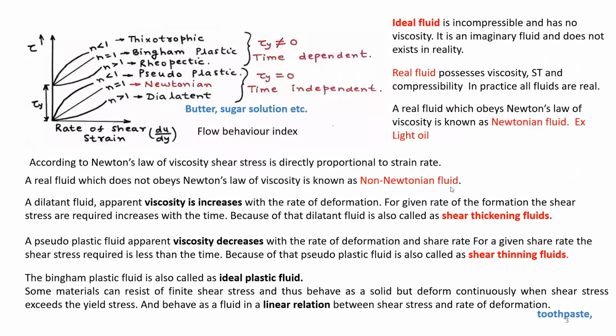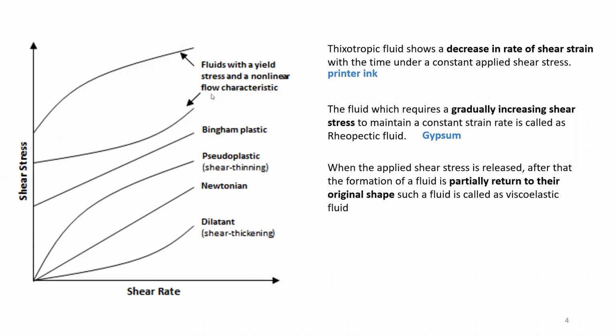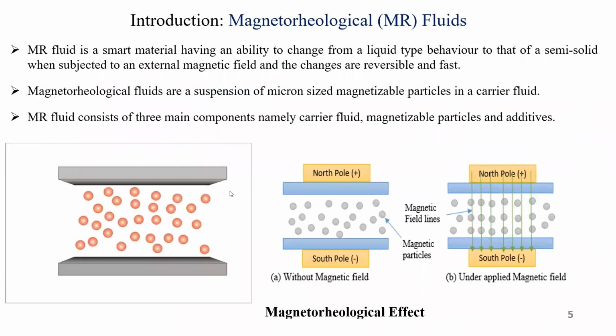So basically, we have the Newtonian fluid, the non-Newtonian fluid, and this is the Bingham fluid, which is another class that requires an initial shear stress for the flow to occur. For the Newtonian fluid, no initial stress is required to cause the flow. So this knowledge of fluids is very important in understanding magnetorheological fluids.